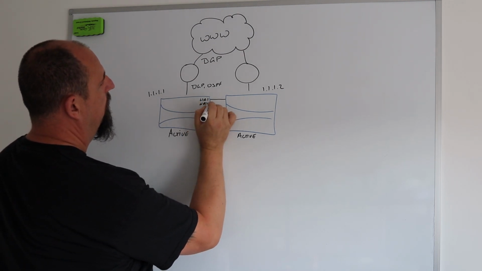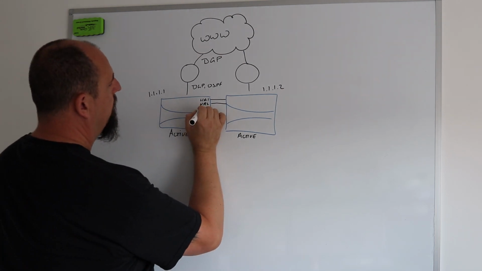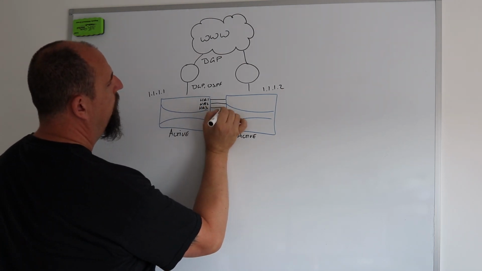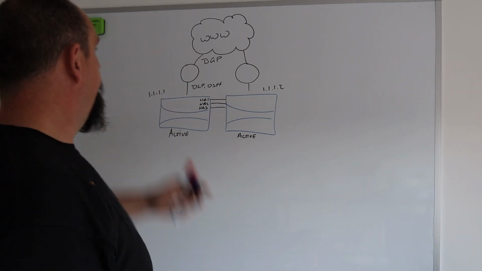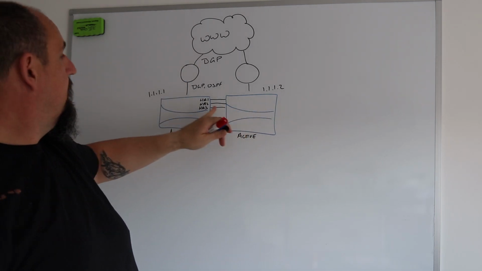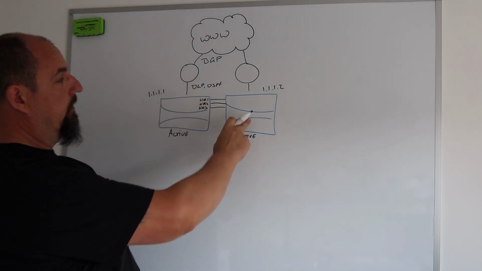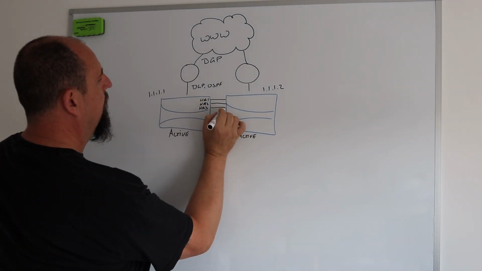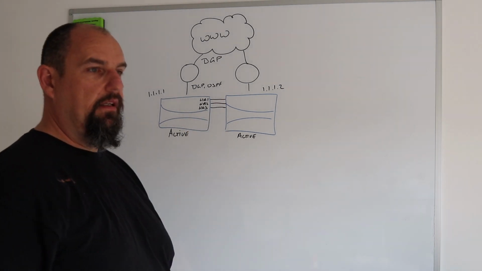HA2, which is our data link, and HA3, which is our packet forwarding link. So HA3, if a packet hits this, but the owner for that is this, then that has to be able to move that packet across there so this firewall can handle it.